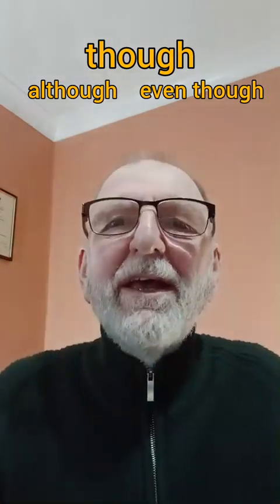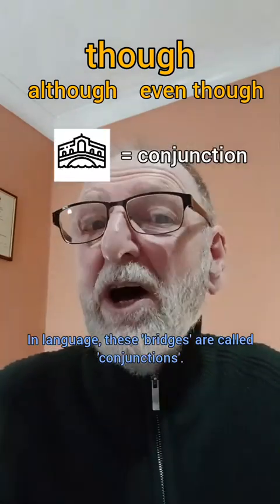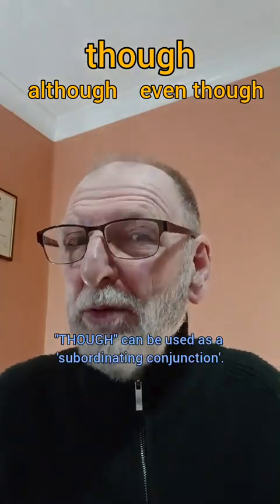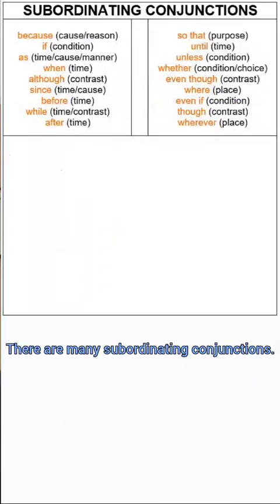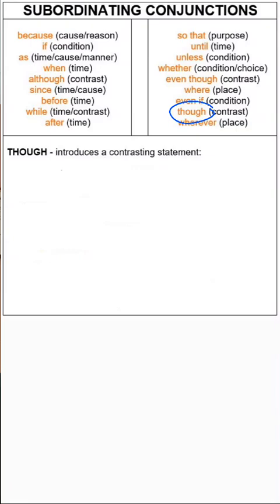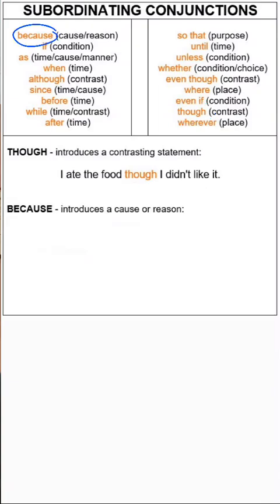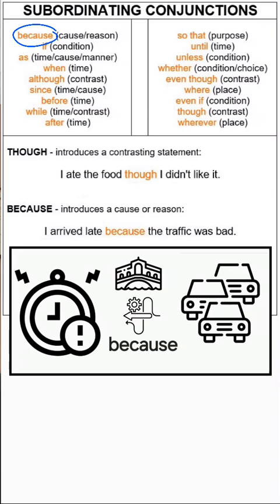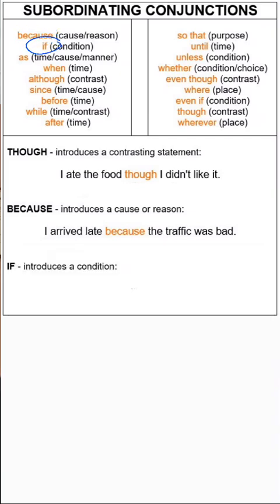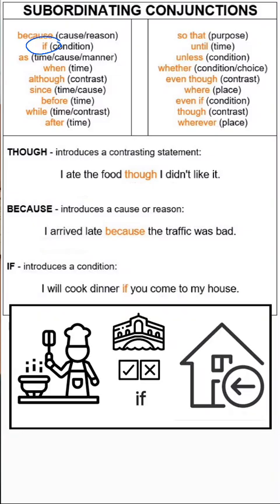Easy. In language, these bridges are called conjunctions. Though can be used as a subordinating conjunction. There are many subordinating conjunctions. Though introduces a contrasting statement. I ate the food, though I didn't like it. Because introduces a cause or reason. I arrived late because the traffic was bad. If introduces a condition. I will cook dinner if you come to my house.